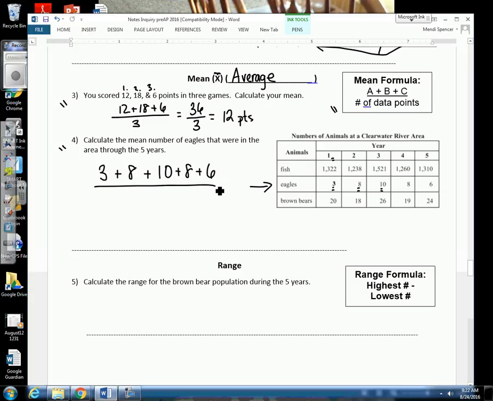And now we have to divide by our number of data points. There is 1, 2, 3, 4, 5. We have 5 data points. So divided by 5. When you plug that in, you're going to end up with 35 divided by 5. And that's going to give us an average of 7. So on average, there was about 7 eagles inhabiting that area of the river.